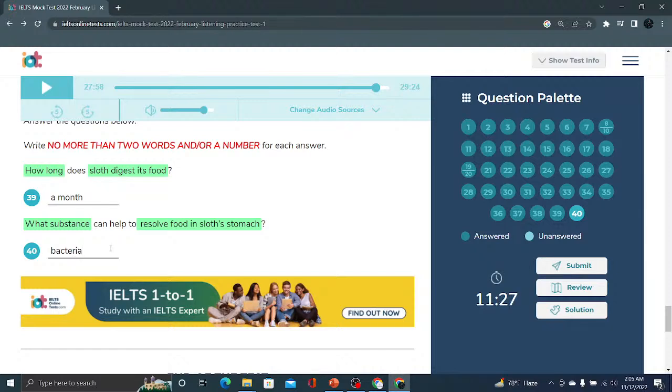Don't panic, you don't need to be worried, because I'm explaining again. He was saying that as soon as a sloth swallows a mouthful of pulverized plants, the bacteria in its stomach and intestines begin breaking down the food. So that's why the answer would be bacteria, because bacteria help it digest its food in its stomach.